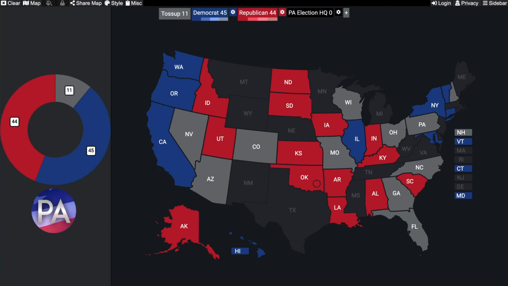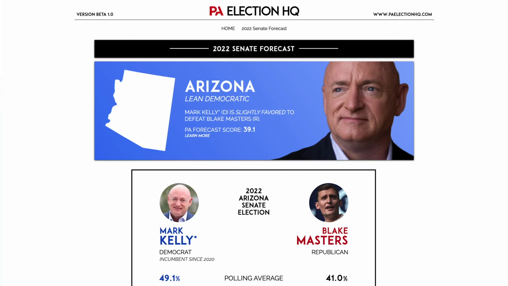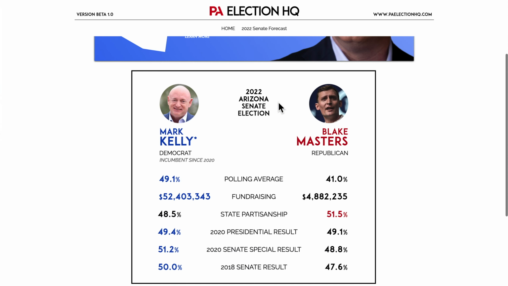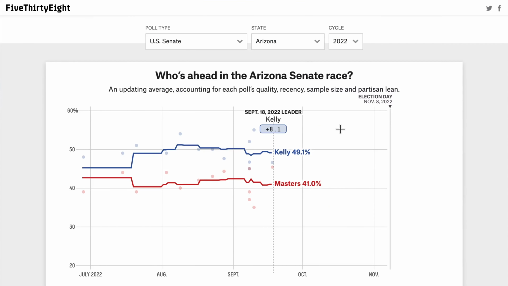Now we'll take a look at the individual ratings my forecast gives to the 11 competitive races that my model has identified. Starting off with the election in Arizona, currently we give it a lean Democratic rating, with Mark Kelly slightly favored to defeat Blake Masters. Our forecast score currently sits at 39, with Mark Kelly having the clear advantage. Blake Masters is currently down by 8.1% in the polls.